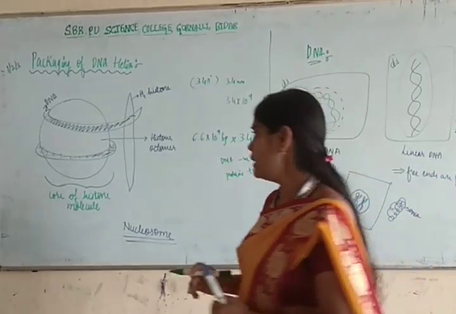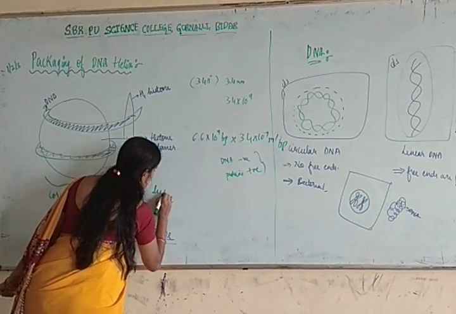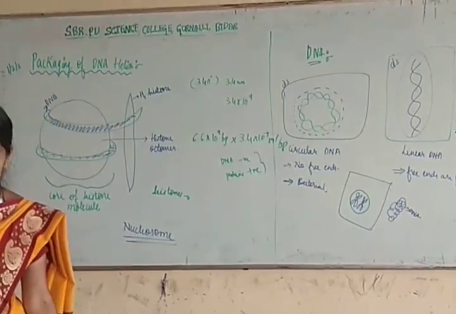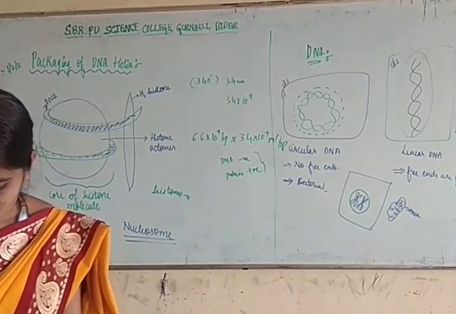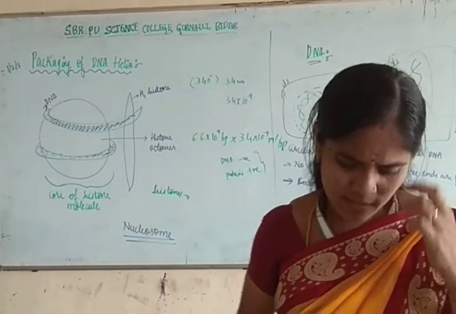Now, what about the eukaryotic cells? In the eukaryotic cells, the DNA helix is wrapped. The negatively charged DNA is wrapped around positively charged proteins called histones. What are histones? Positively charged proteins. Why are they called positively charged proteins? Because they hold DNA. The DNA is negative, so negative is held by positive.